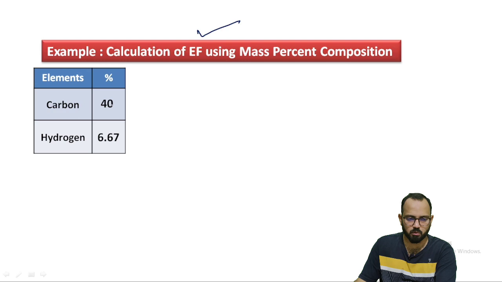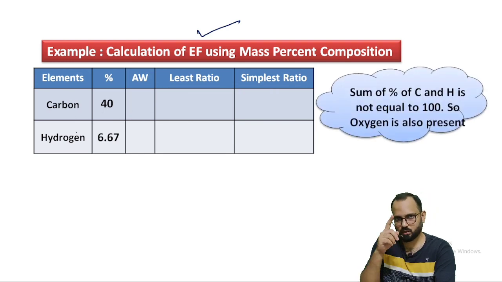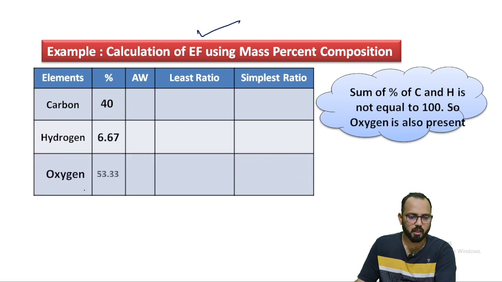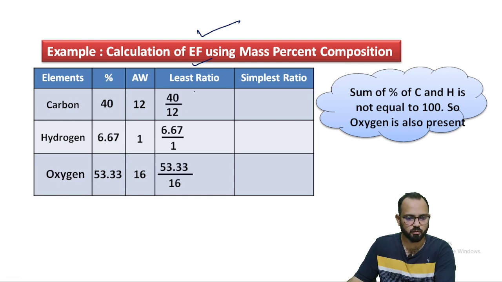These are the mass percentages: carbon 40 percent, hydrogen 6.67 percent. See, look at that, this sum is not 100. So what is the meaning? Yes, there is oxygen present. So the remaining 53.3 percent is going to be oxygen. Atomic weight of carbon is 12, hydrogen 1, oxygen 16. First, I wanted to find out the least ratio. What I have to do, you just divide the percentage of carbon by the atomic weight of carbon, the percentage of hydrogen by the atomic weight of hydrogen. So if you divide 40 by 12, 6.67 by 1, 53.33 by 16, you will be getting the least ratios.